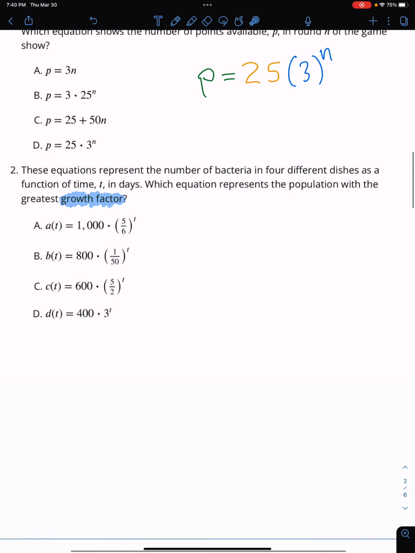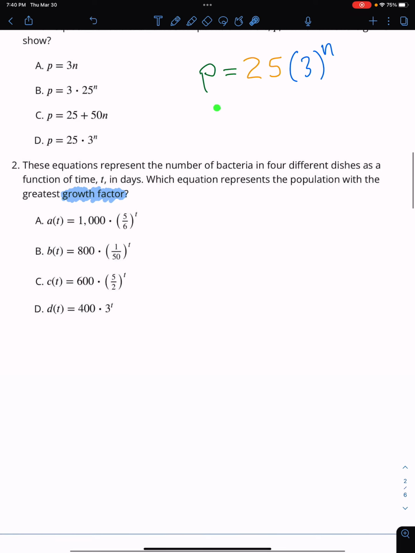Look up here in question 1, when we wrote out the equation, you know what comes right here? The beginning. So if we're looking for the beginning, A started at 1,000, B started at 800, C started at 600, D started at 400. But that's not what they're asking about. They want to know about growth factor.